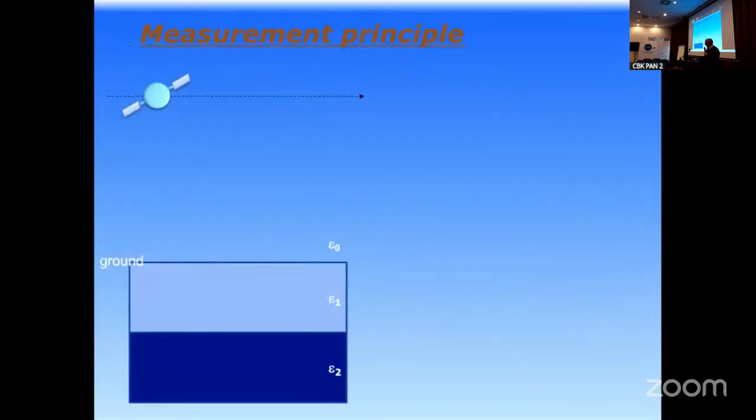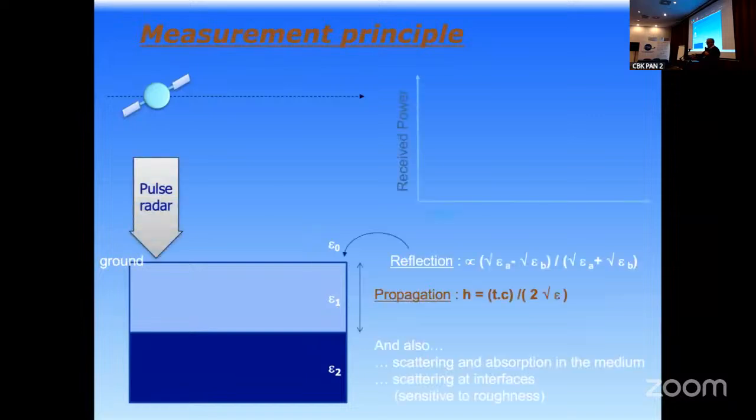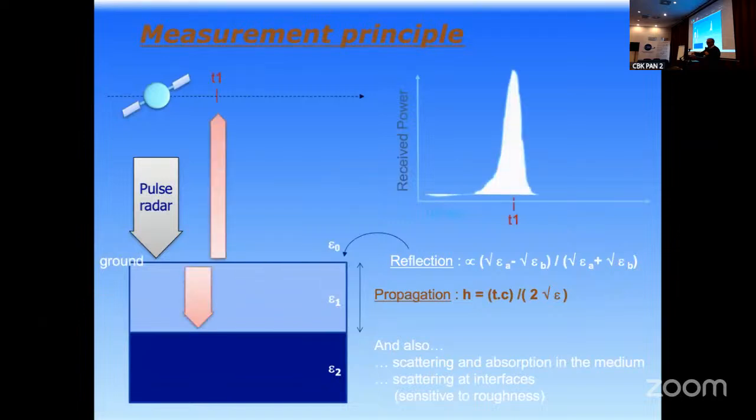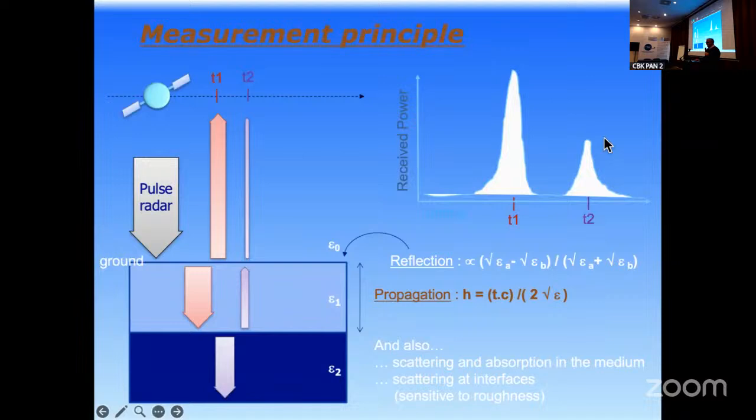Okay, let's see, this is a very short image. We send the pulse radar, which is reflected by the ground and transmitted below the surface. Then the reflection from the ground arrives at this moment, but the signal propagates inside and will be reflected by a second layer, if there is any, inside. Then this signal arrives at time T2 at the receiver.